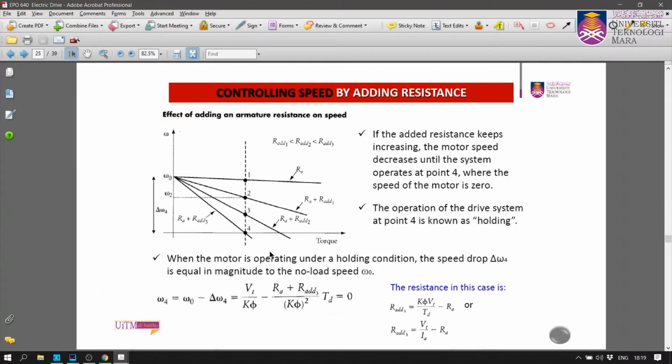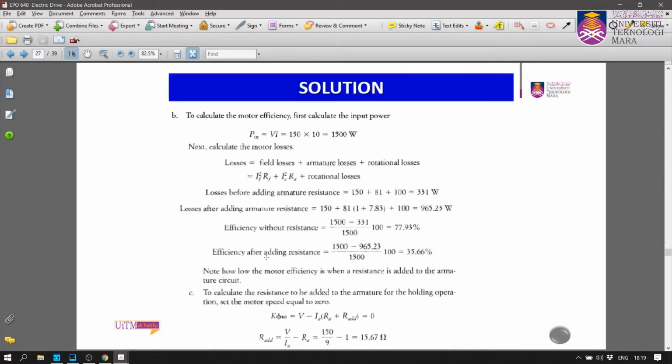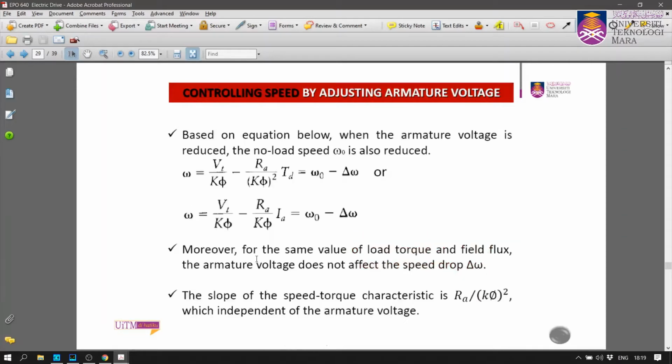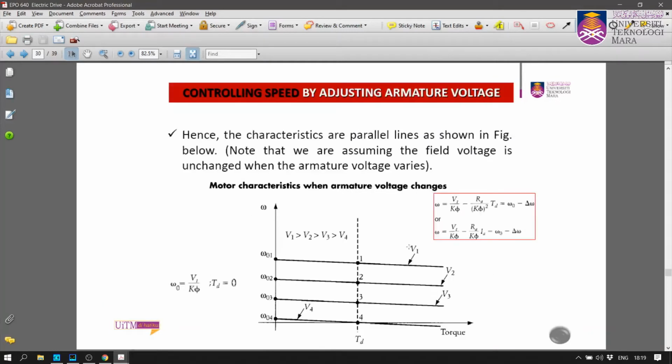Alright, we have gone through the examples and some solutions. I did share the solution with you in the notes. So just go through it again and look at the answers there. And we will look into the torque speed characteristic.